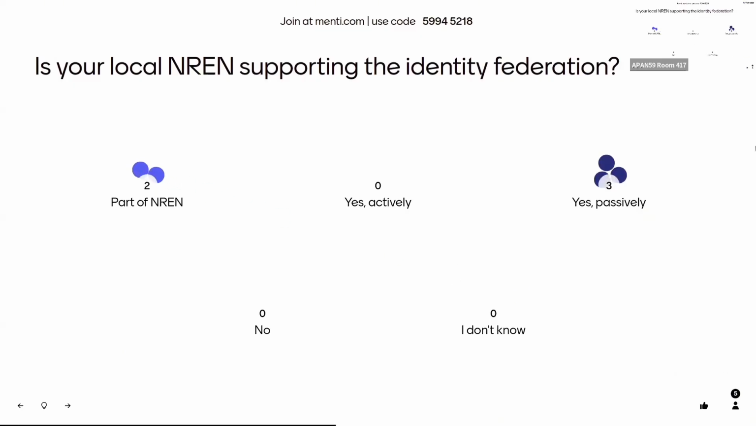But could they at least support this idea? Do you think they could be engaged in supporting your university to build the Identity Federation? This is the real question. So the NREN doesn't need to do the federation by itself, but it may need to be able to reach out to the other universities to join the work that you do.